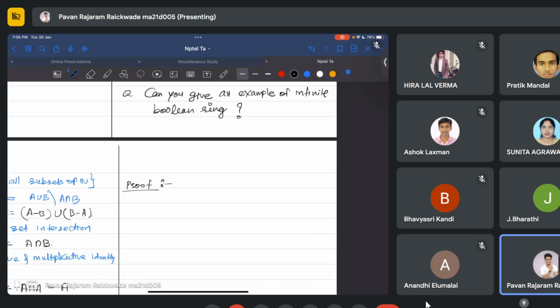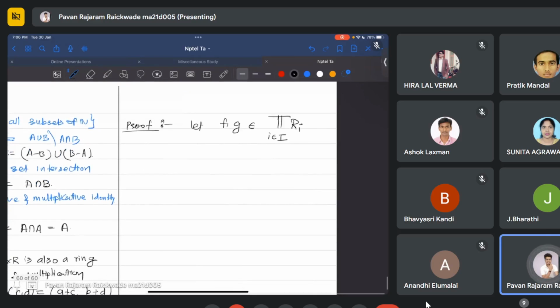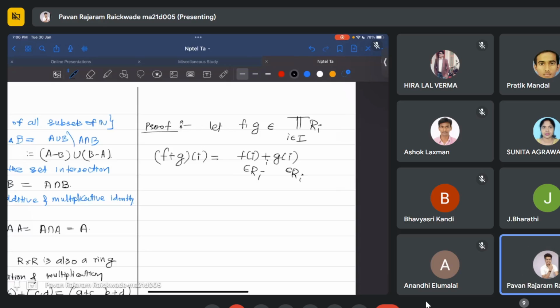So first of all, it has to be a group under addition. Let f, g be two elements in the product of Ri. How is the addition defined? It's pointwise addition. So (f + g) at any element i is f(i) + g(i), and by the property f(i) belongs to Ri, also g(i) belongs to Ri, and since Ri is a ring, this addition operation is the operation in the ring Ri, and hence this again belongs to Ri. So addition is well defined.